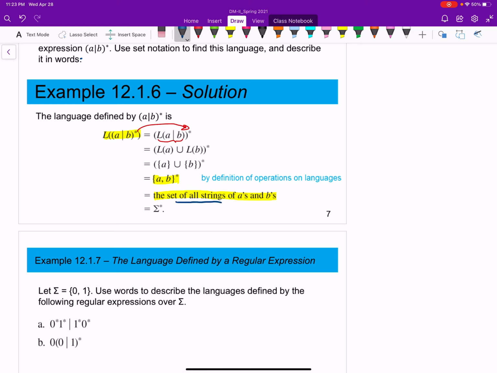A set of all strings of A's and B's. That's the meaning of asterisk. So you can concatenate A and B any number of times you need. That means the set of all the strings of A's and B's. All right, so let's go to the next slide.